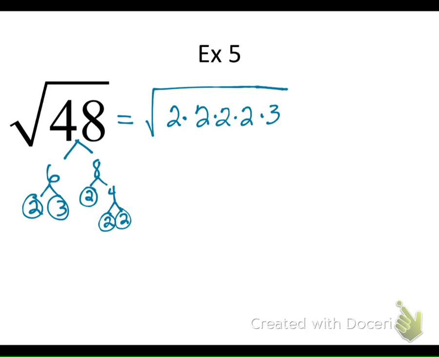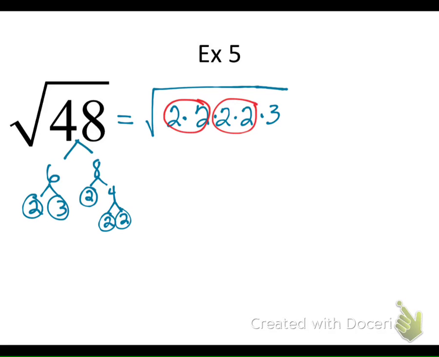Step number 2. What's step number 2 say to do? Yeah, so circle the pairs. What are my pairs here? I have a pair of 2s, another pair of 2s. Oh, but last time we had the 3. Okay, now we're ready for step 3.